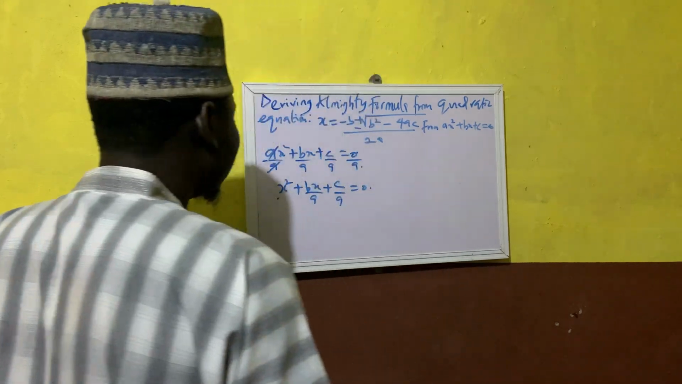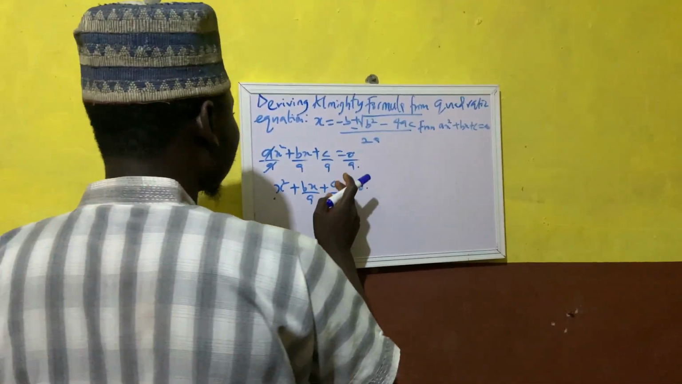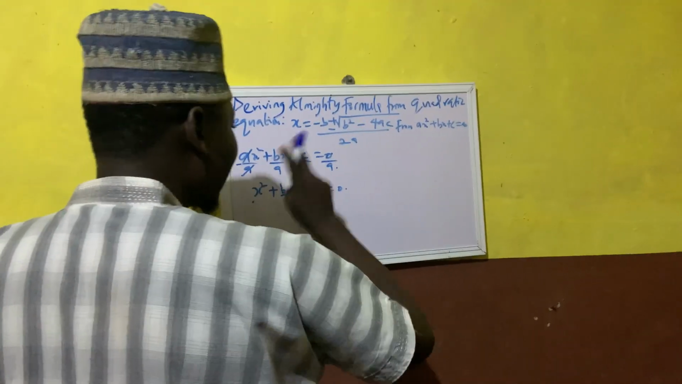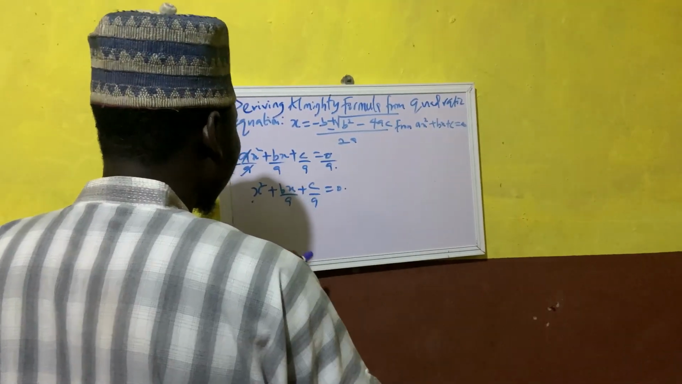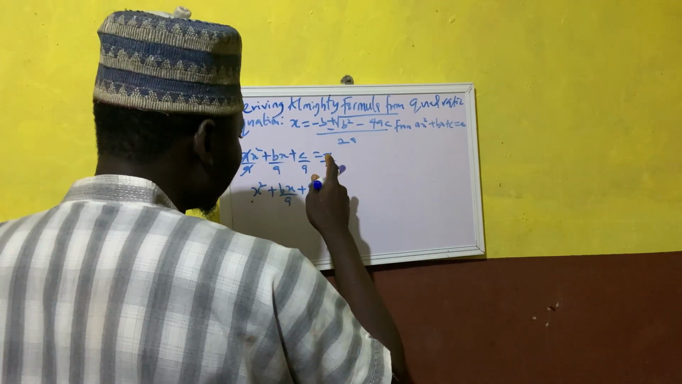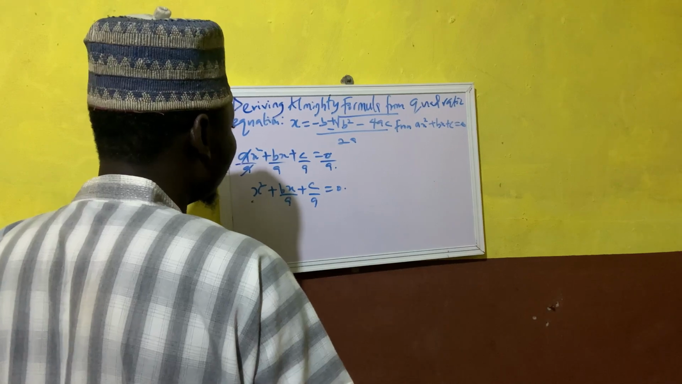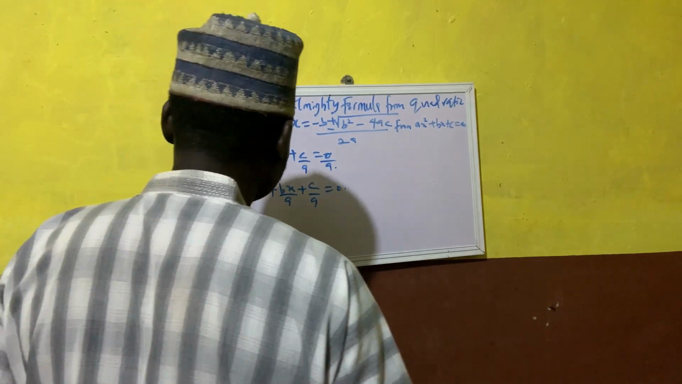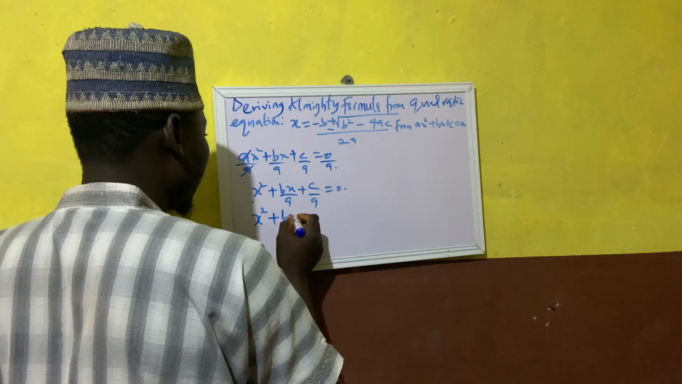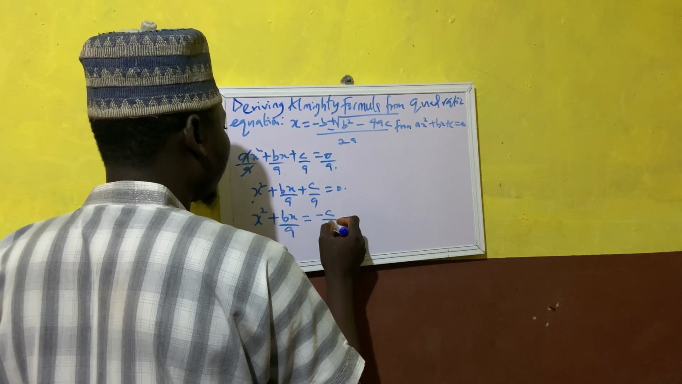Now, the next step we are to take also is that we'll be taking c upon a, which is positive c upon a, to the other side of the equation. And we all know that whenever a positive sign is crossing an equality sign, we'll be changing it to negative. And by that, we'll be having x squared plus bx upon a equals minus c upon a.